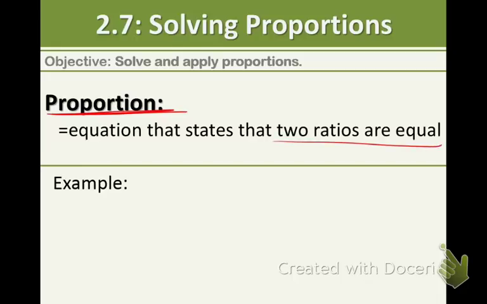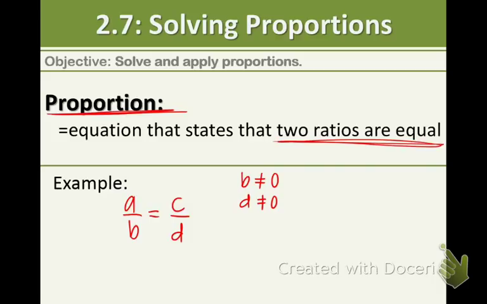Two ratios are equal. An example of this would be A over B equals C over D. Now remember, those are variables and they just represent numbers. A couple things we want to know is that B cannot be 0 and D cannot be 0. I believe I've mentioned this before to you that you cannot divide by 0. It's illegal in the mathematical world.